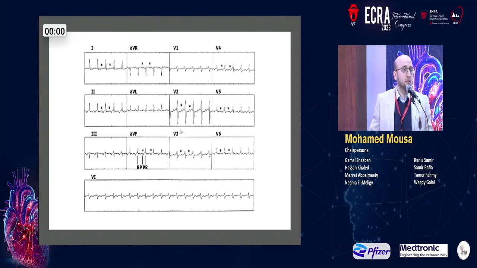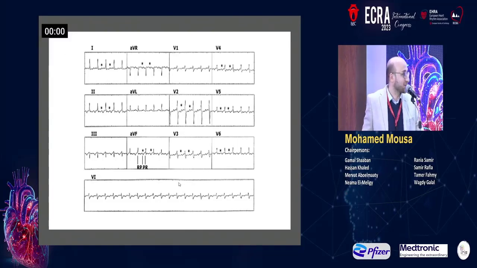Either AVRT through a slowly conducting accessory pathway. At 65 years it's not that common. Permanent junctional reciprocating tachycardia is not that common at 65 years. So mostly it's atypical AVNRT. How old? 65 years. Okay, it's atypical AVNRT. And atrial tachycardia is a common diagnosis.